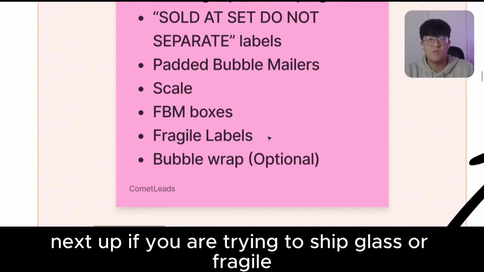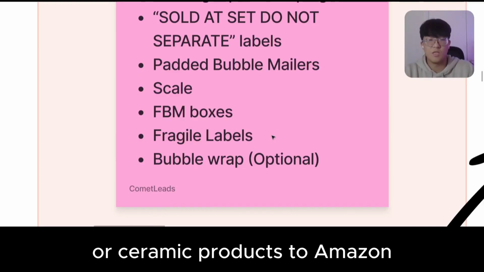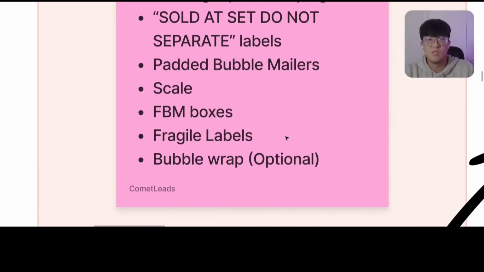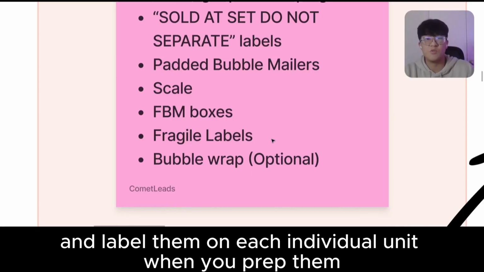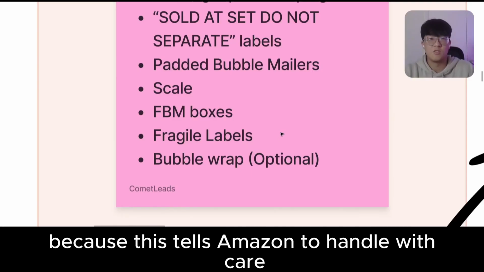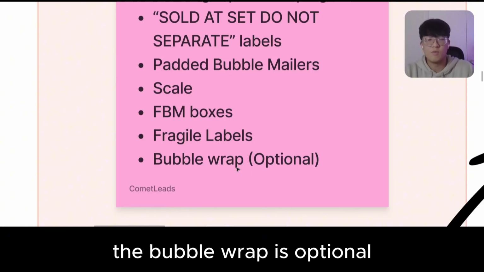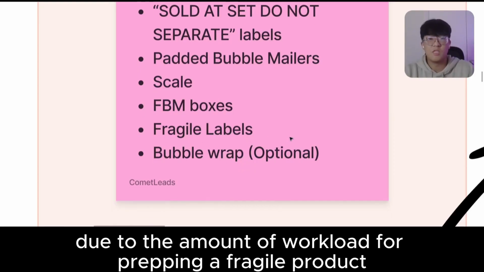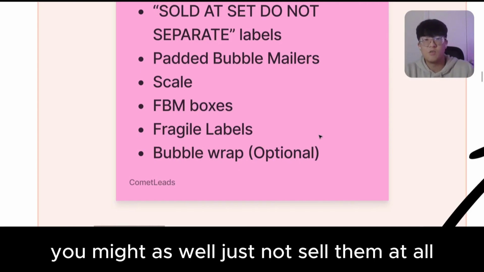Next up, if you are trying to ship glass, fragile, or ceramic products to Amazon, I suggest you buy labels called fragile labels and put them on each individual unit when you prep them, because this tells Amazon to handle with care. The bubble wrap is optional, but it's required to prep when you're trying to prep fragile products. Due to the amount of workload for prepping a fragile product, you might as well just not sell them at all.